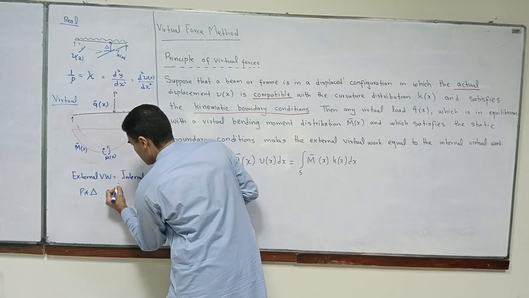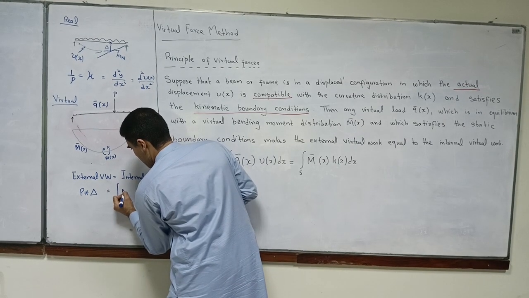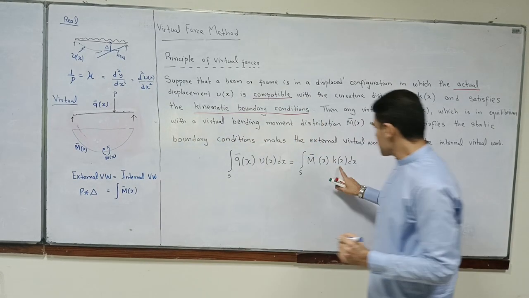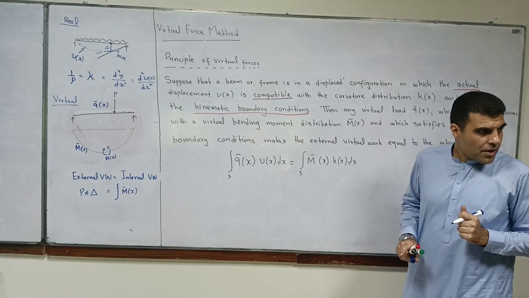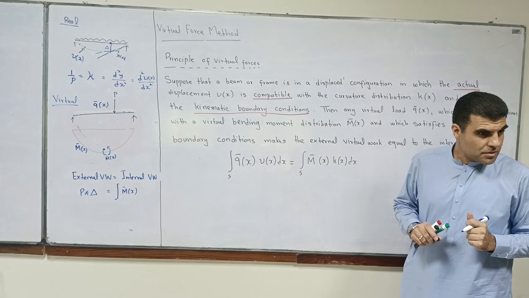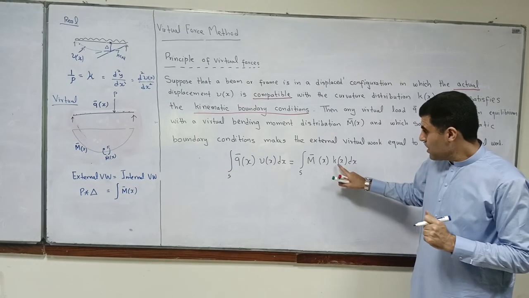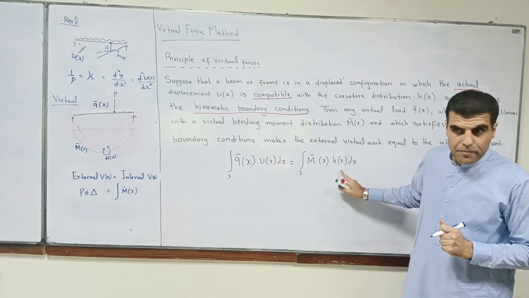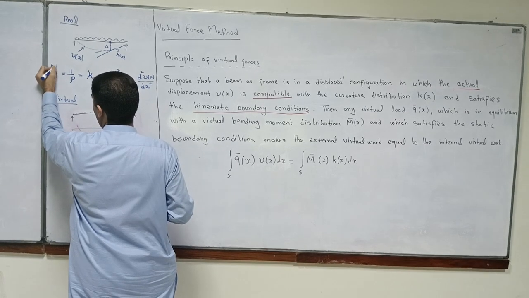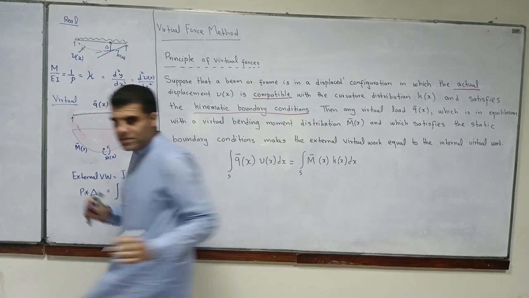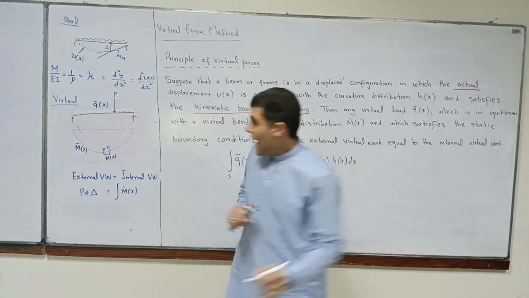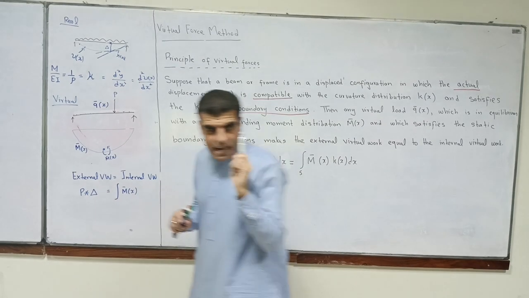Integral of the moment diagram equation times K of x. How can I find out my K of x? What did we say? K of x is equal to M over EI, isn't it? 1 by rho is equal to M over EI. Agreed? Yes, sir. But this is M. This is not M bar.